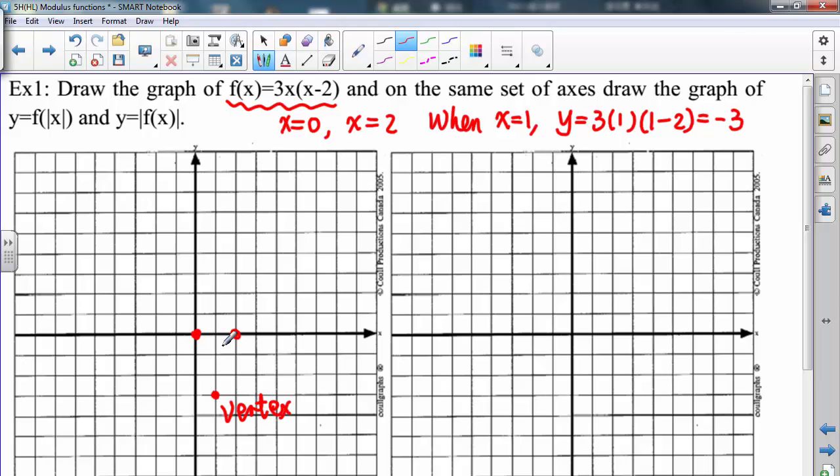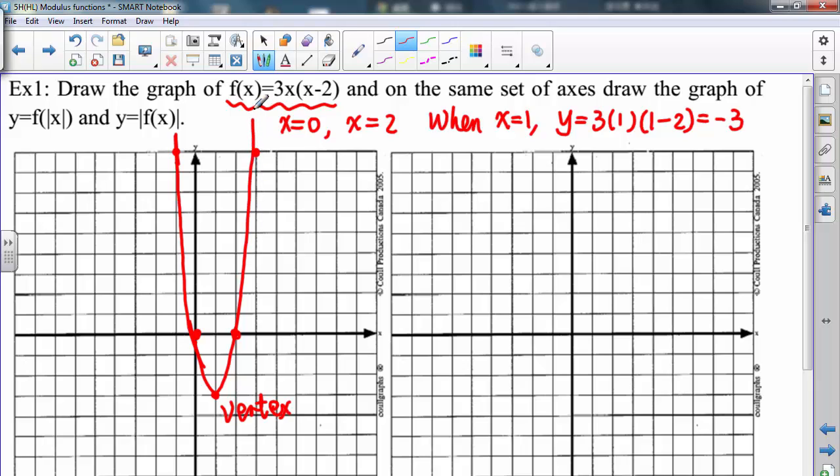So if you want to graph this original function a little bit more accurately, you can pick more values, for example, x equals 3. So when x equals 3, you sub 3 in for x, this value will be 9. And at the other side, you have another one, which is x equals -1. The y value is 9. So this is the parabola we can graph for the original function.